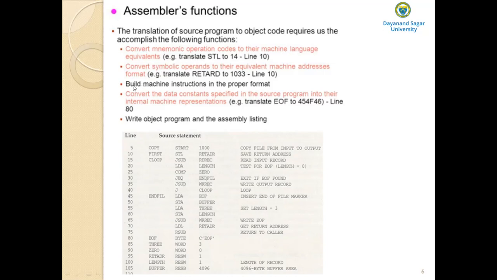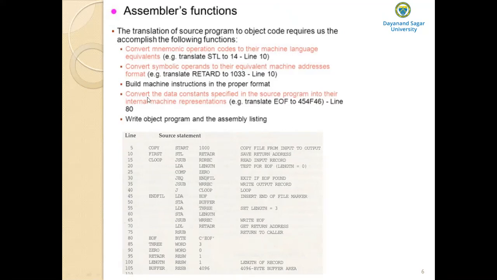Then the next function. The second function is to assign machine addresses to symbolic labels. And then the third function, build the machine instruction in proper format. You have to put the translated instruction in proper format. There is a format given for a SIC assembler, so you have to put the translated instruction into that format.